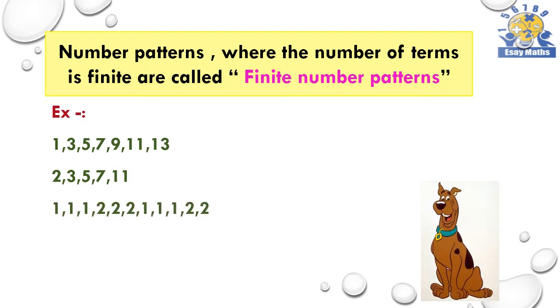Here you can see a special number pattern with the repeated terms 1 and 2. Here you can count the number of terms in this number pattern, so it's also a finite number pattern. Next number pattern with the terms 3, 6, 12, 24, 48. Here you can see only 5 terms, so it's also a finite number pattern. Last one, number pattern with the terms 5, 10, 15, 20, 25, 30. So it's also a finite number pattern.